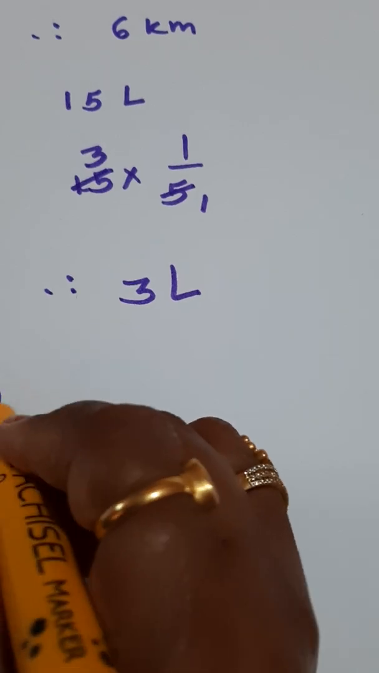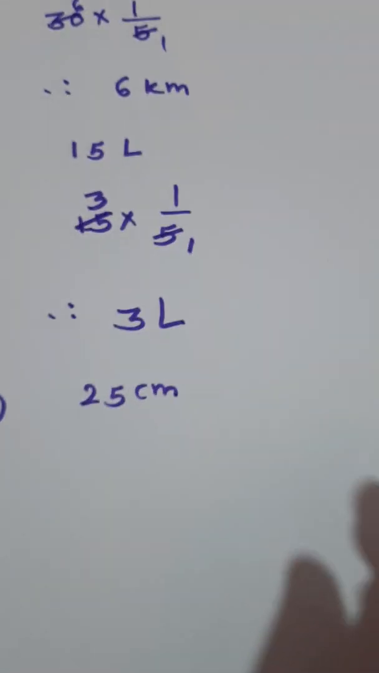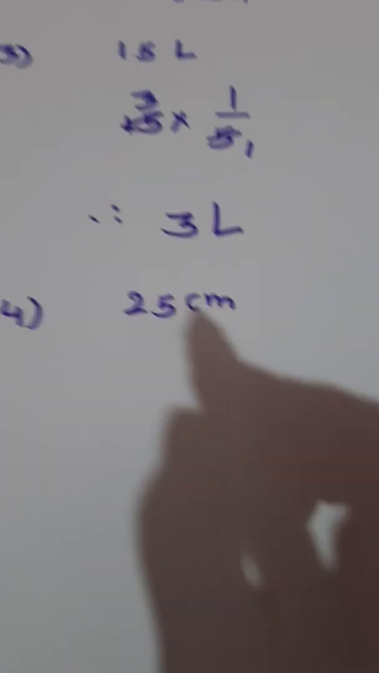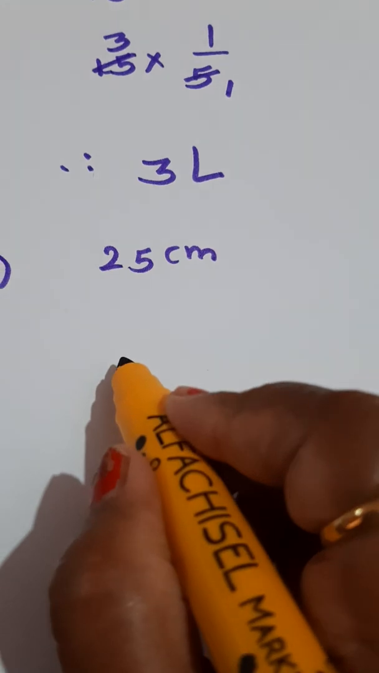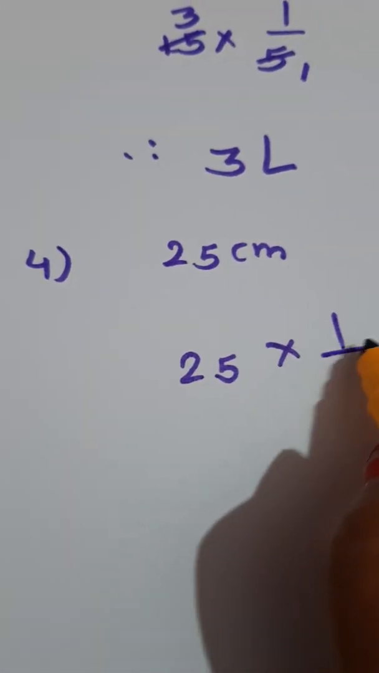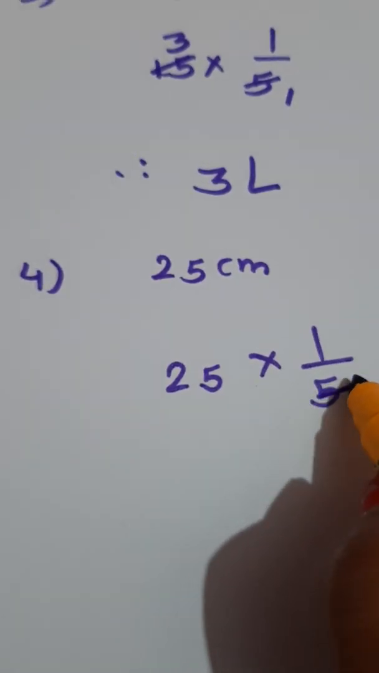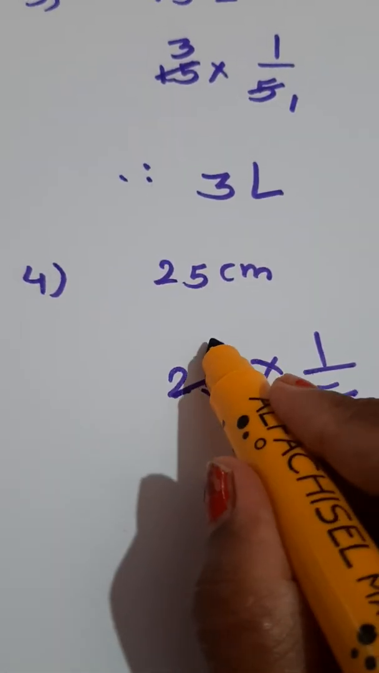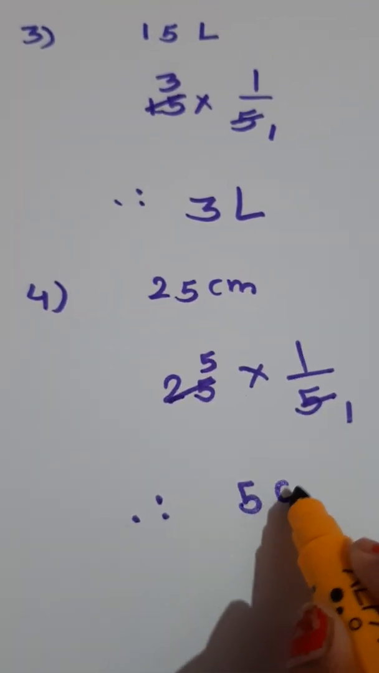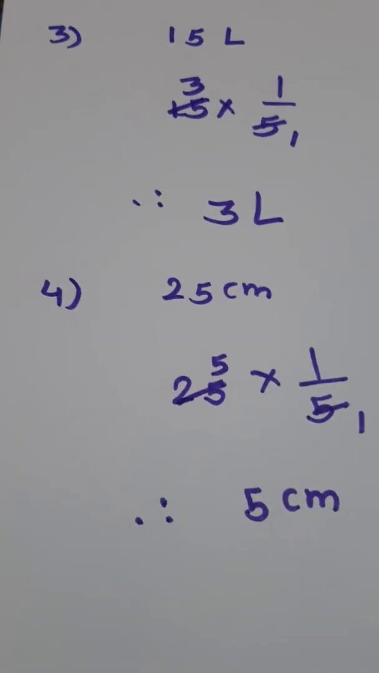Next one, 25 centimeters. The same question again. What is 1/5 of 25 centimeters? 25 into 1/5. You know 5 fives are 25. So 5 ones are 5, 5 fives are 25. Therefore 1/5 of 25 centimeters is 5 centimeters.